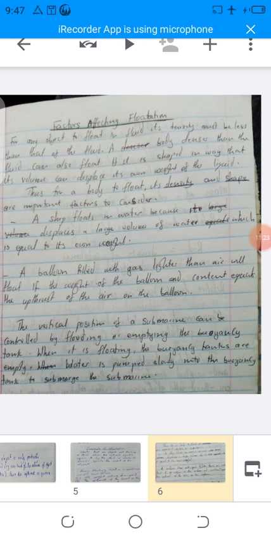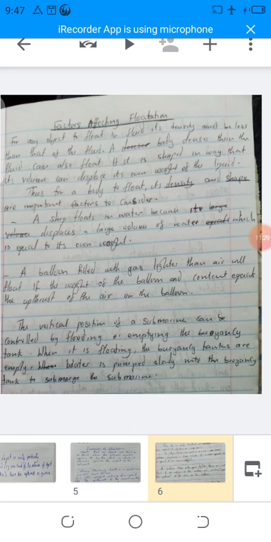A balloon filled with gas lighter than air. The gas in the balloon is always lighter than air because it is what? A hot what? Air. So the air in the balloon is always lighter than the environmental air. So a balloon filled with gas lighter than air will float if the weight of the balloon and the air in it, which is its content, equals the upthrust of the air on the balloon.